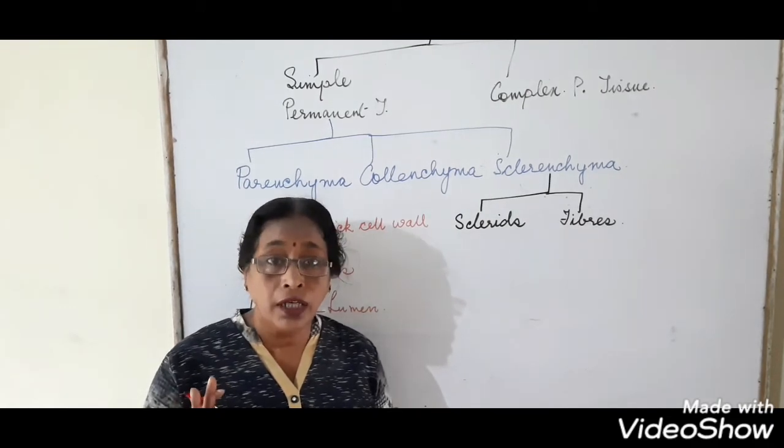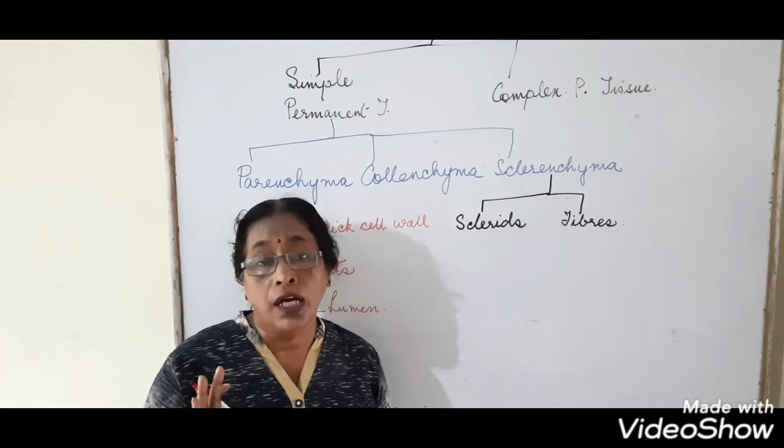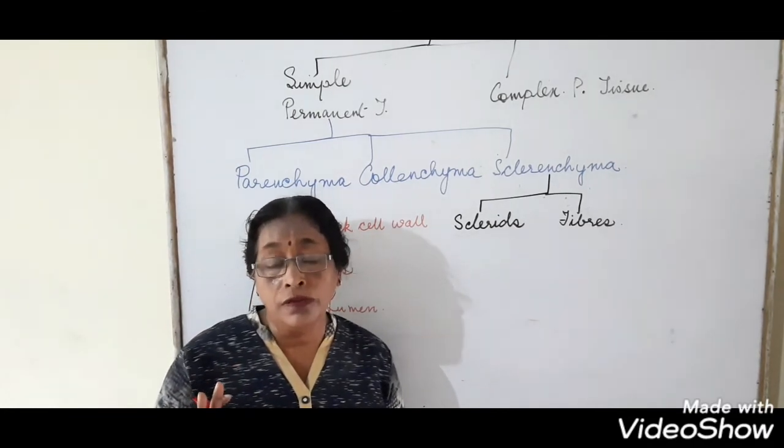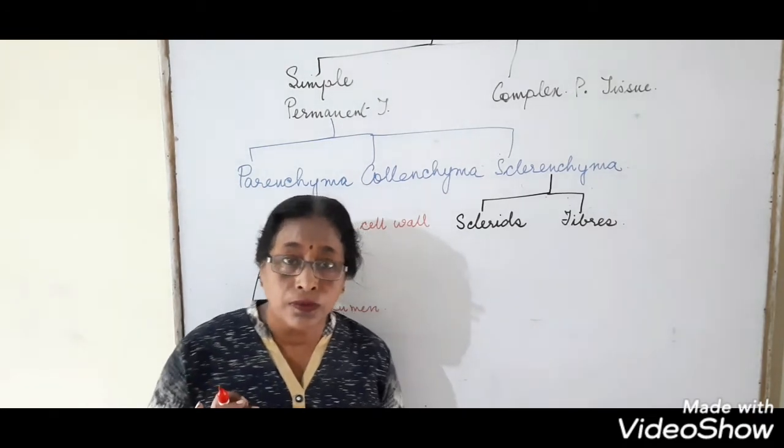Then jute is there, which is in the form of fiber. Hemp and jute are in the form of fibers. They are actually sclerenchymatous tissue.